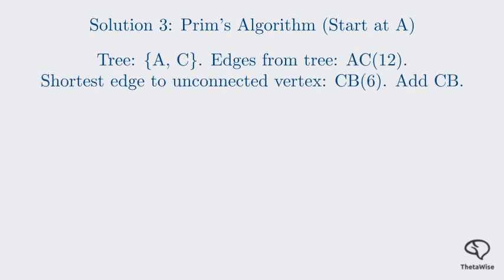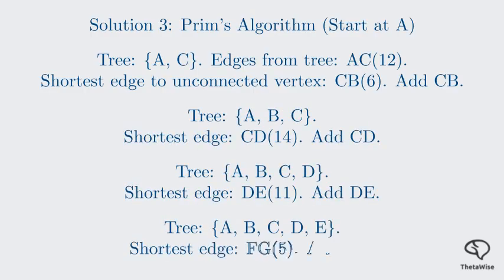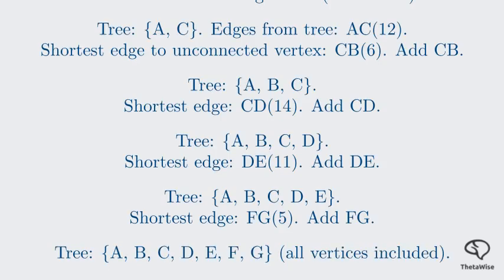We look for the shortest edge from either A or C to an unconnected vertex. The options are AB, 27, AD, 15, CD, 14, CB, 6, CE, 18. The shortest is CB with weight 6. We add CB to our tree. The tree now includes A, B, and C. The shortest edge from any of these to an unconnected vertex is CD with weight 14. We add it. The tree now includes A, B, C, and D.